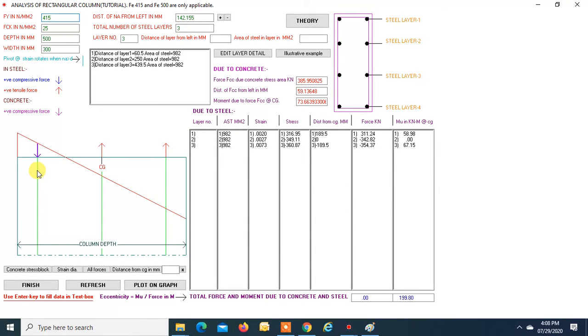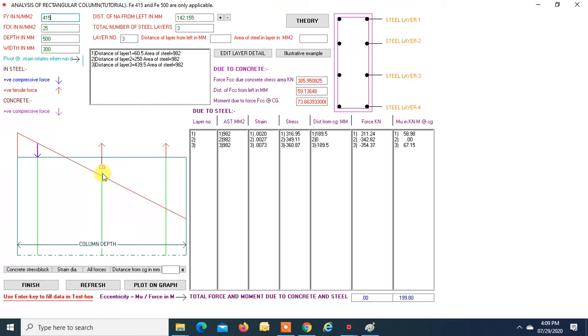Now, this is the compression steel. So actual stress Fsc will be equal to Fy, which we get from the table, minus the stress of concrete, that is 0.447 fck. fck is 25. So this is how we get the final stress, 316.95 Newton per mm square. Okay, so when you multiply this stress by this area, you get the force due to this steel layer.